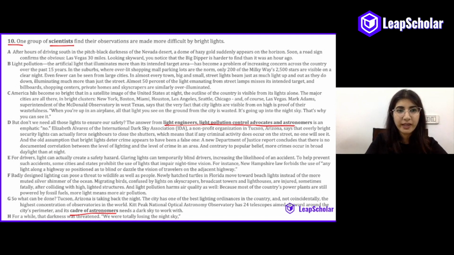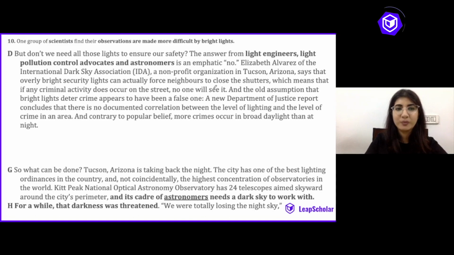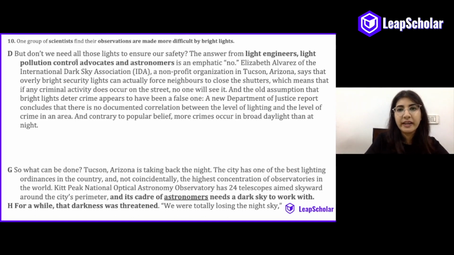That means my answer is going to be in one of these two places. So I'm just going to leave out this area and focus on these two paragraphs. All right, so let's read these paragraphs. The answer from light engineers, light pollution control advocates, and astronomers is no. Elizabeth says that overly bright security lights can actually force neighbors to close the shutters. So this entire paragraph is not talking about any observations made by the scientists. Let's read the second one.